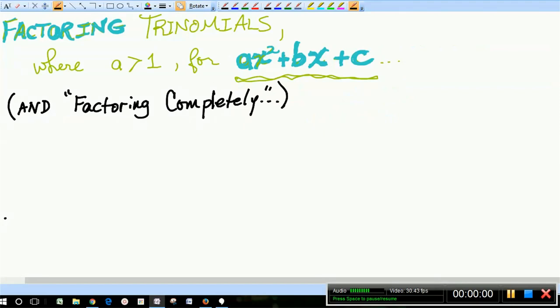Okay, now we're going to talk about factoring trinomials where the A coefficient on the front, our leading coefficient, is larger than 1, or let's just put it this way, it's not going to be just 1. So you'll actually see a number on the front of the x squared term. But before we get into that, I want to talk a little more about factoring completely.